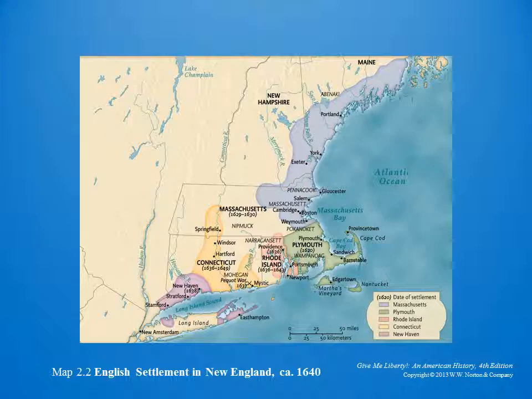You see here this map of English settlement in New England. This is about 1640. English settlement in New England is spreading well inland and also up and down the Atlantic coast.